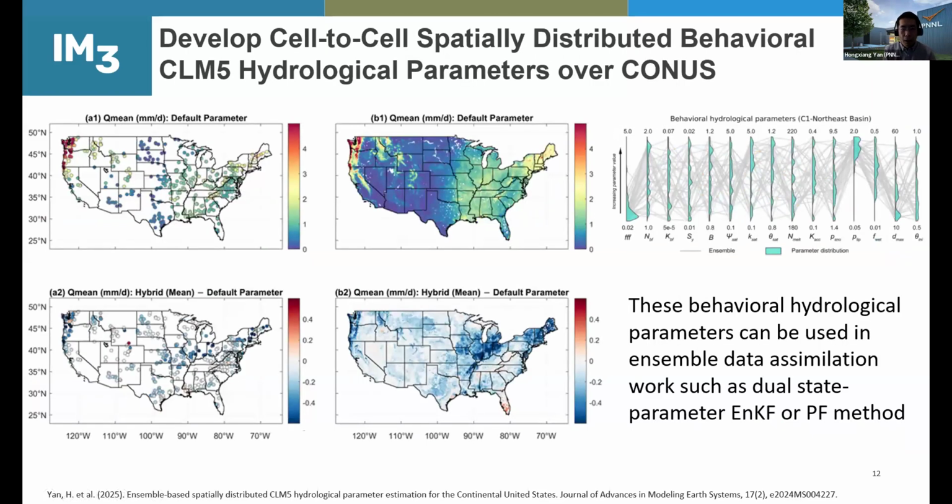And finally, we developed the cell-to-cell spatially distributed behavior hydrologic parameter set over CONUS, which can be input into the CM model 5 for the large scale prediction. On the left one, top figure, we show the default parameter on the CAMELS basins, and the right one showing the default parameter for the CONUS. CAMELS basins were used for the evaluation because we have observations.